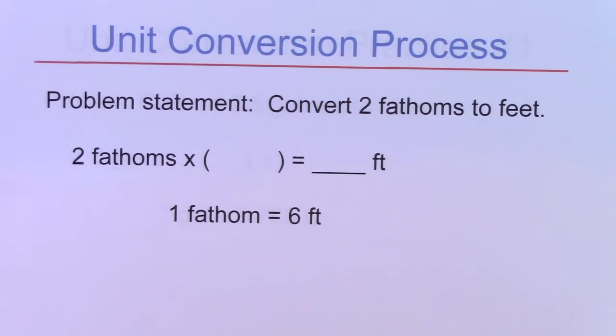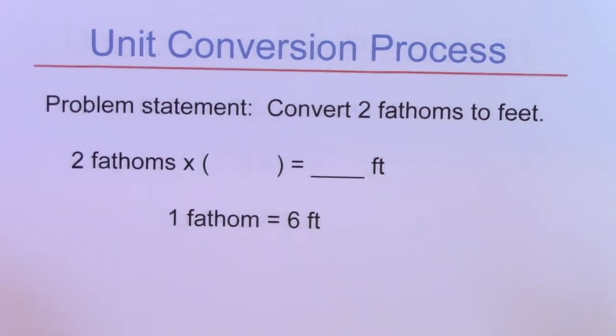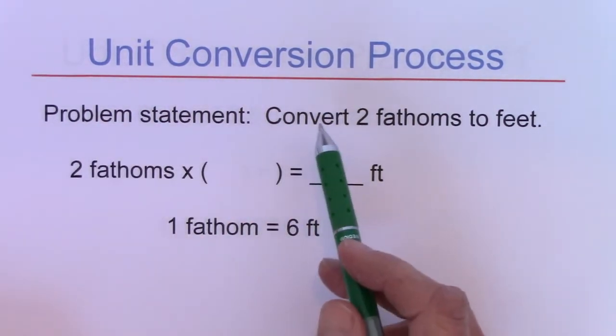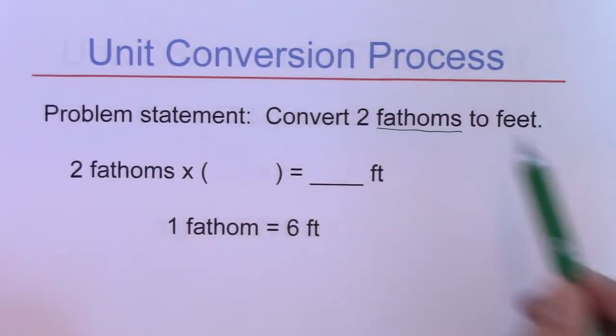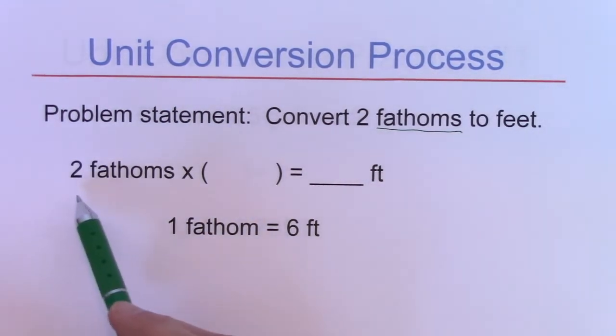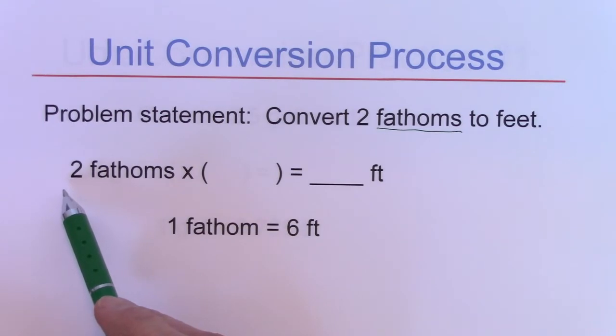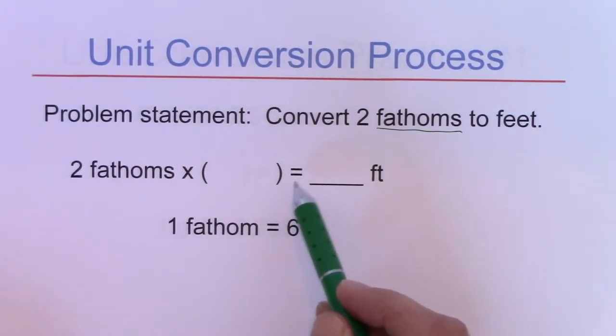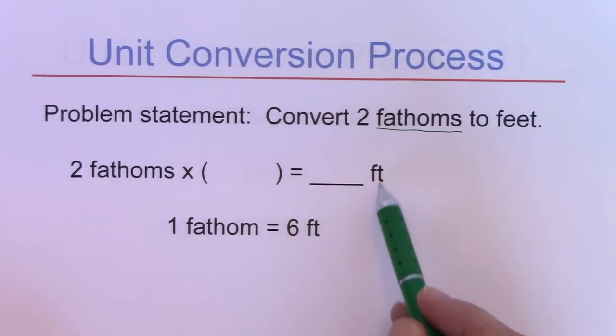So now that we see how to create conversion ratios, let's look at a simple unit conversion process. We have the problem statement to convert 2 fathoms to feet. The way I set it up is I start with the beginning information, 2 fathoms times some conversion ratio equals some number of feet.